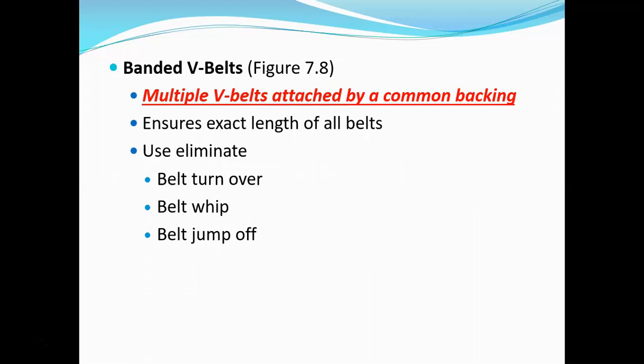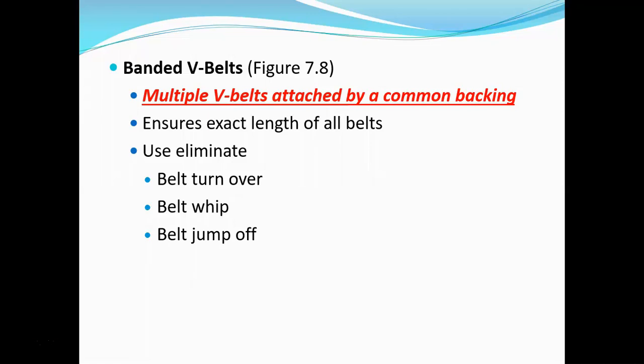Banded V-belt. These are just multiple V-belts attached with a common backing. So as I mentioned earlier, you can have sheave setups where you can have more than one belt aligned. You can have 2, 3, 4, 5 belts running simultaneously in the sheaves. This banded V-belt connects all those belts together with one common backing. So what this helps with is it makes sure all the belts are the same length, so they're sharing equal load. And then it eliminates belt turnover.